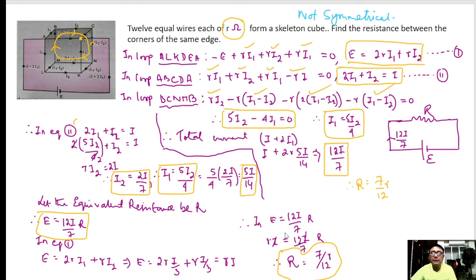Now from here, let the total resistance be R. What is the current coming out? Please watch here. The total current coming is 12I by 7, and they have given each resistance is of 12 ohms. E equal to 12I by 7 into R, total equivalent resistance. Okay, correct.